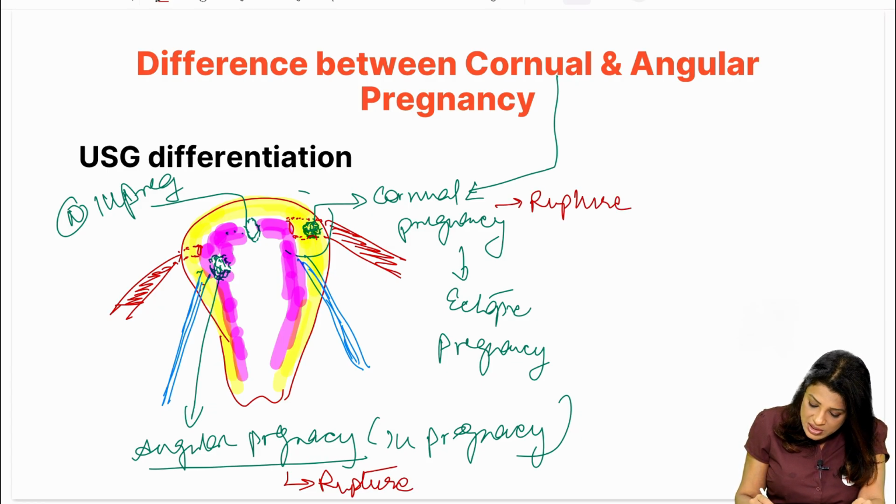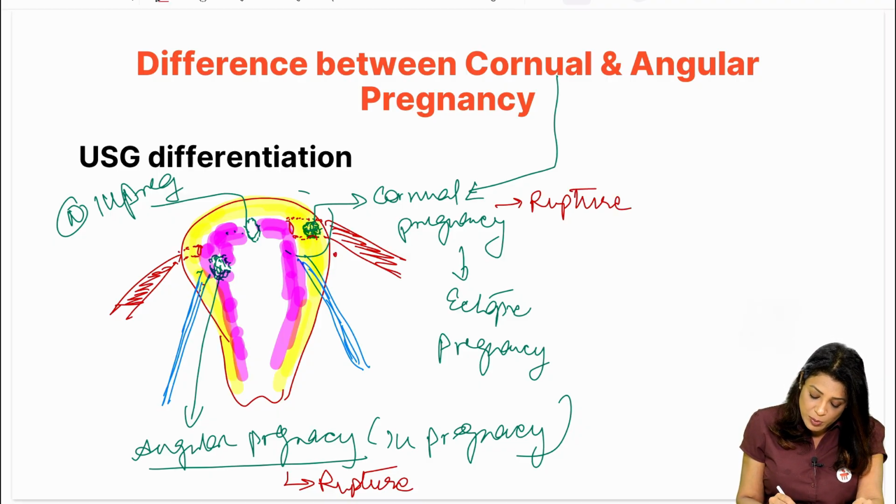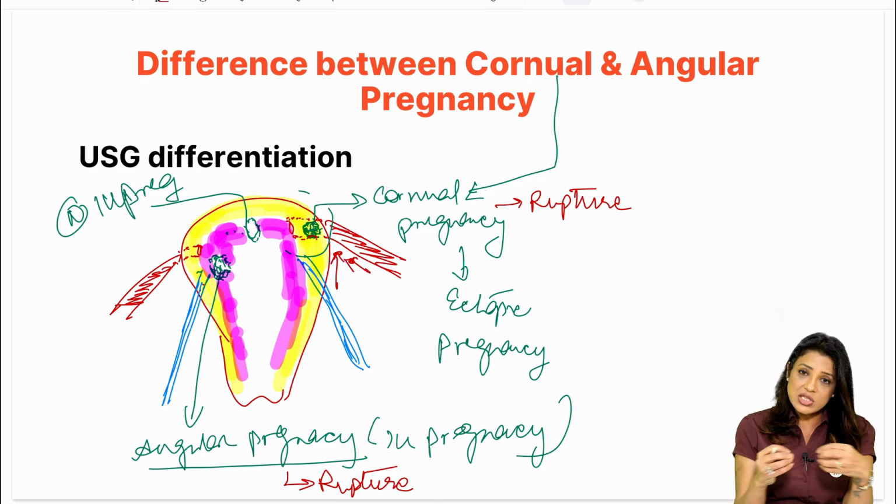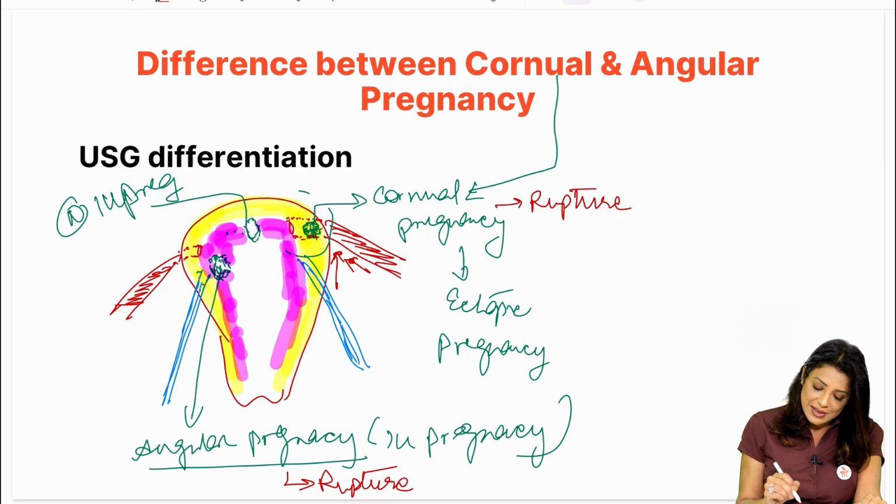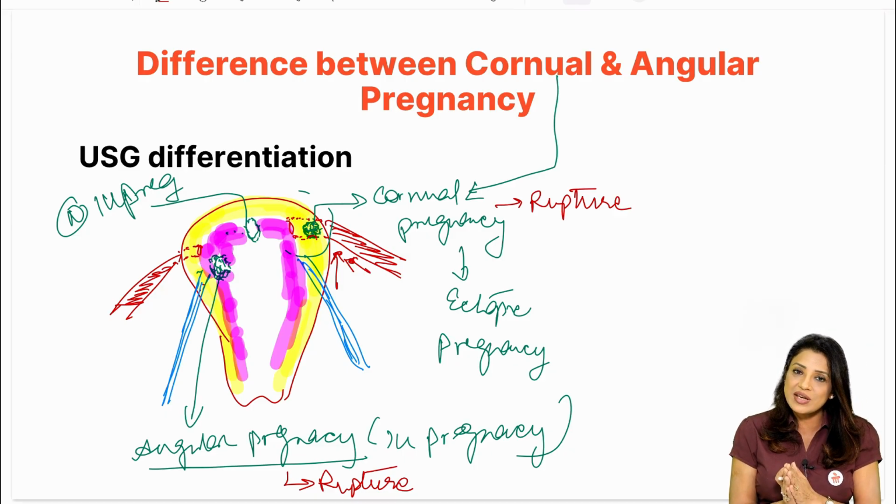Okay. Now this one will be very dangerous. Why? Because there are 2 blood vessels here. One is coming from here, one is coming from here. One coming from the uterine artery and one from the ovarian artery. So these 2 branches are anastomosing here. This anastomosis makes cornual pregnancy very, very dangerous if it ruptures.